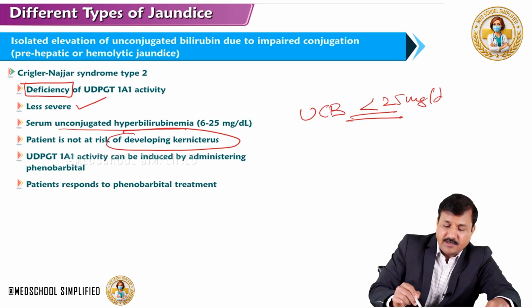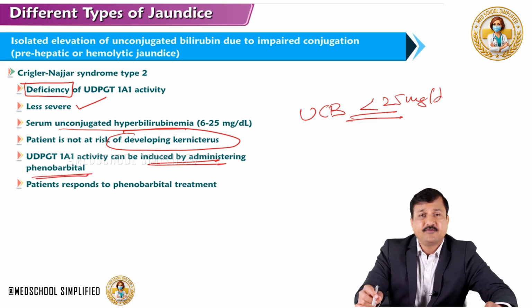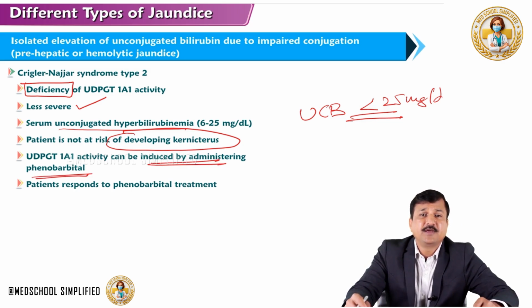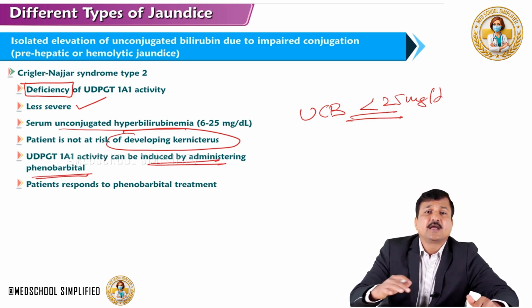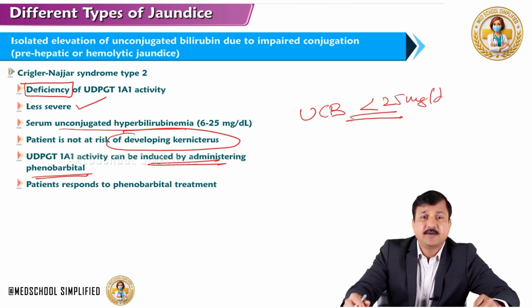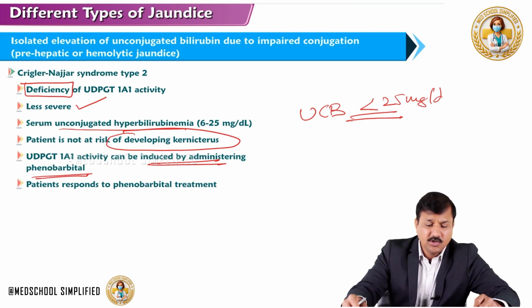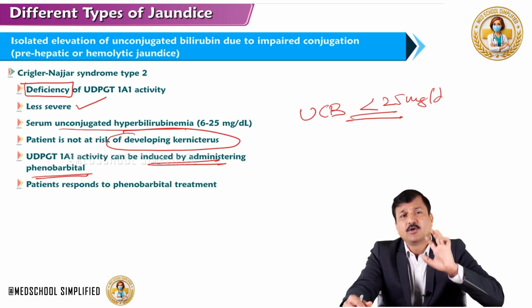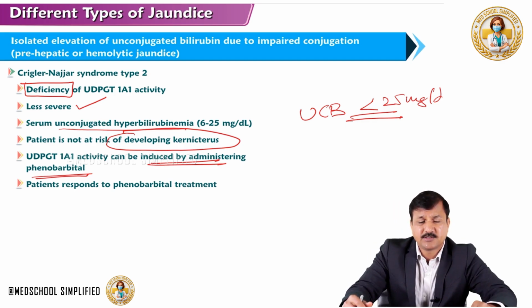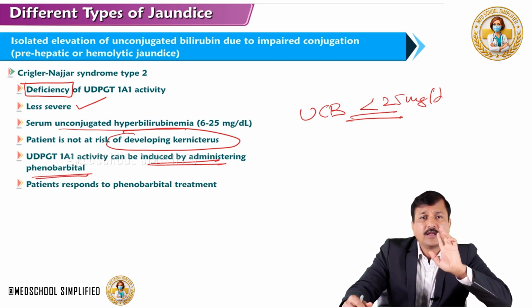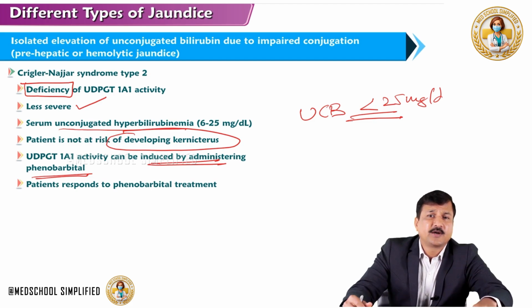So UDP-GT1A1 activity can be induced by administering phenobarbiturates because the defect in the gene can still be induced. Their activity of UDP-GT1A1 enzyme can be brought up by use of phenobarbiturates. So it responds to phenobarbiturates. So that's the difference between type 1 and type 2. Type 1 do not respond to phenobarbiturates and patients are at risk of kernicterus, whereas in type 2 patient responds to phenobarbiturates and there is no risk of kernicterus.